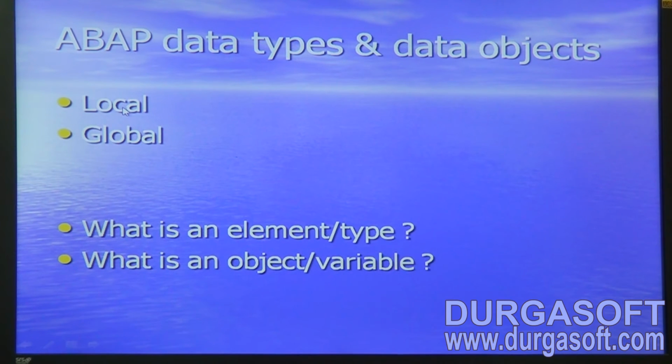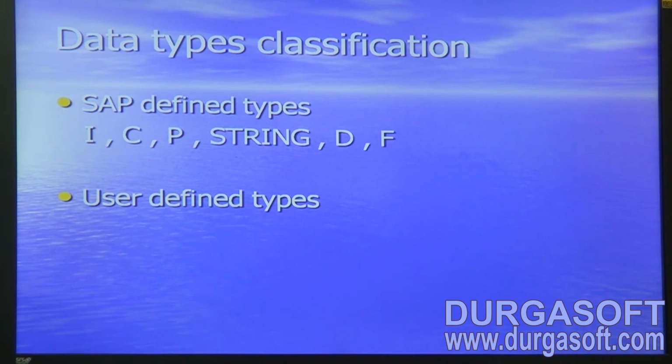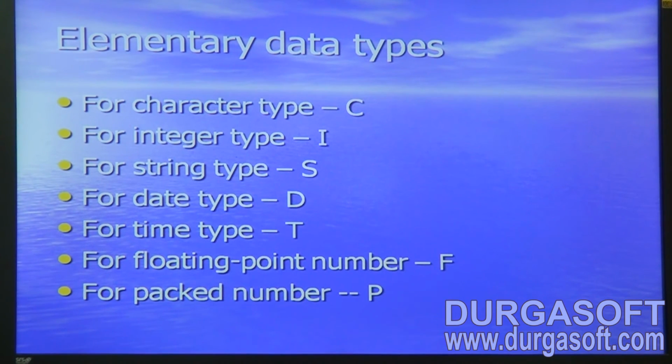So now we have discussed data types as well as keywords. Now in the data types, SAP has some predefined data types, like I meaning integer, C meaning character, P meaning pointer, string, D, F. Let's have a look at these.